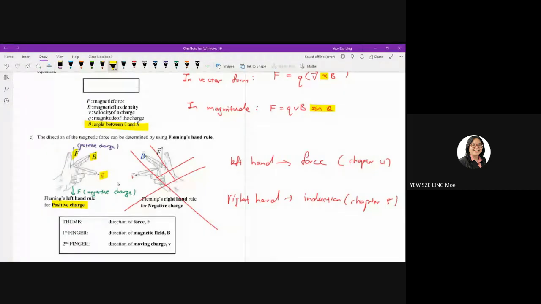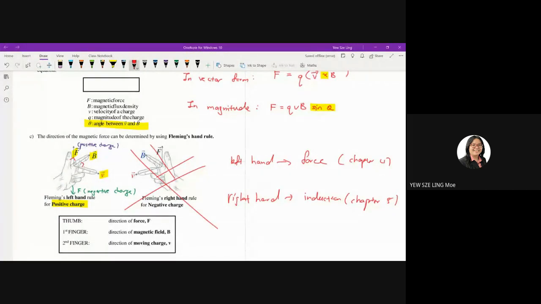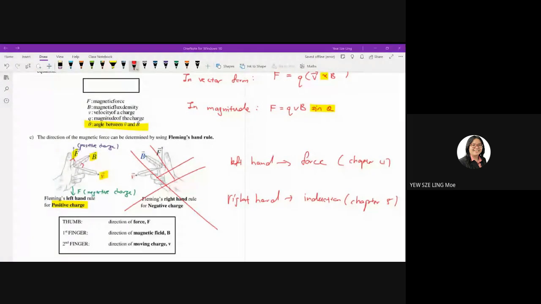Okay, the middle finger, the third finger, it represents velocity. And the angle between your three fingers should be 90 degrees, perpendicular. So 90 degrees, 90 degrees. All right. So that is how you determine the direction.